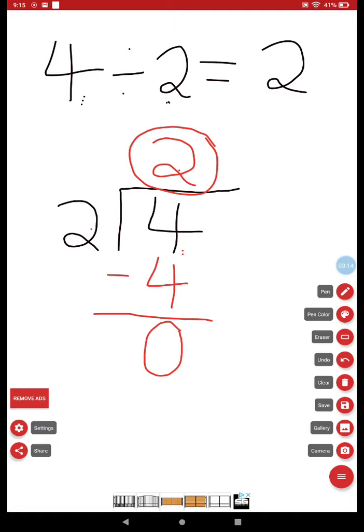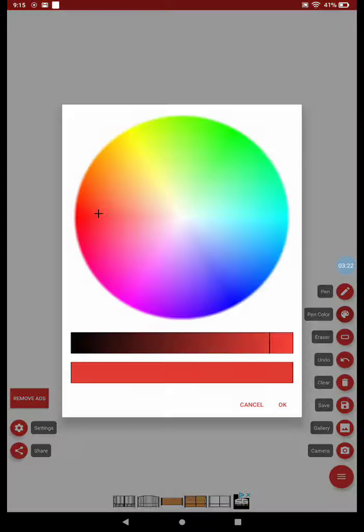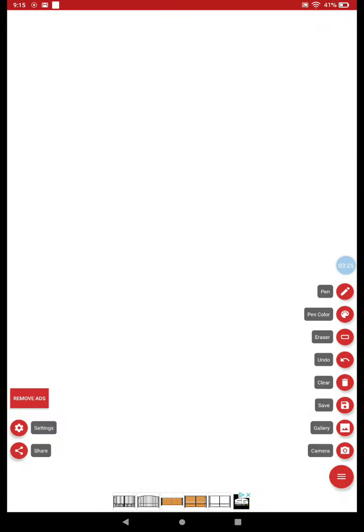What's the quotient of 4 divided by 2? It's 2. All right, well that's pretty basic. Let's get into something that's a little bit harder. Let's go ahead and say that we have 50 divided by 36.